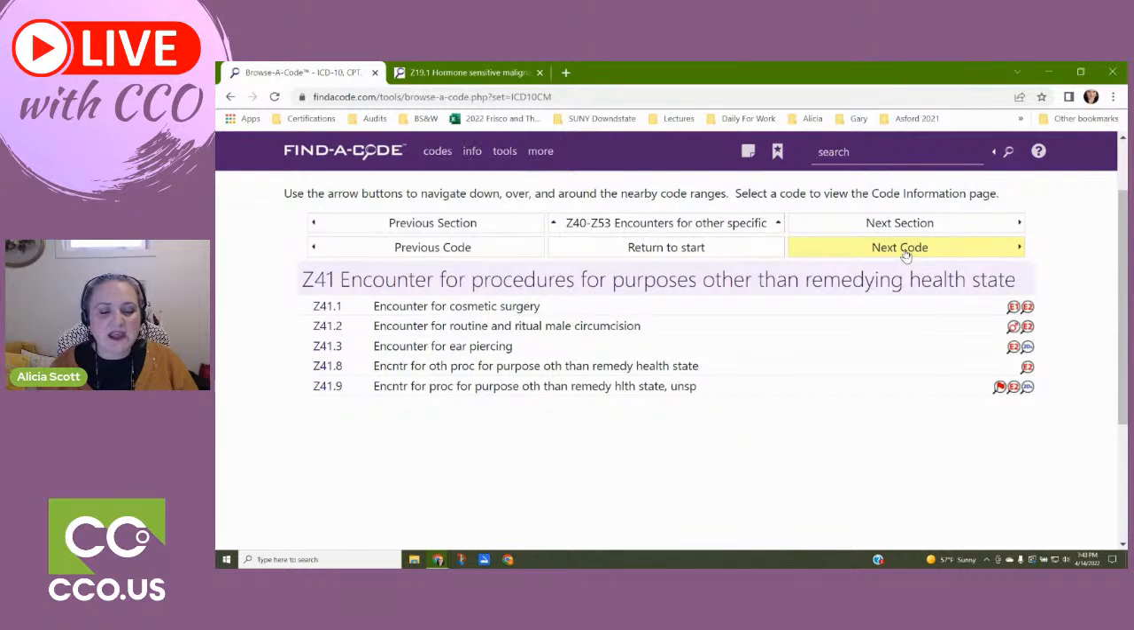Okay, so encounter for cosmetic surgery, routine and ritual, male circumcisions, ear piercing. Some people go to the doctor to get their ears pierced. Let's see, for purposes other than remedy, health state, etc. So again, these are interesting codes that you may not have been aware. Now, if you worked for a plastic surgeon, you probably were very aware of Z41.1. If you worked with a urologist, you'd be familiar with Z41.2.